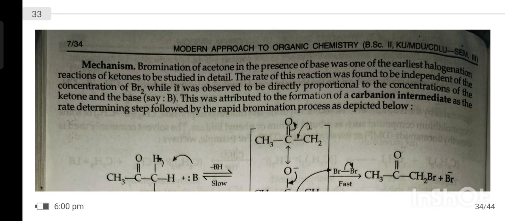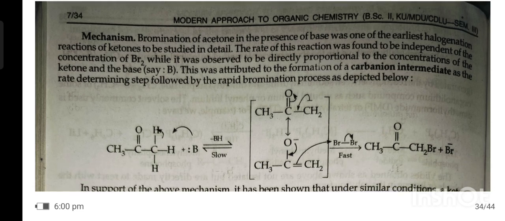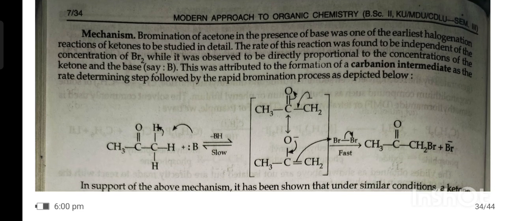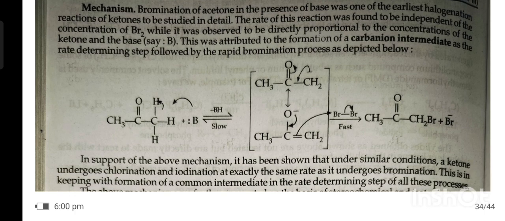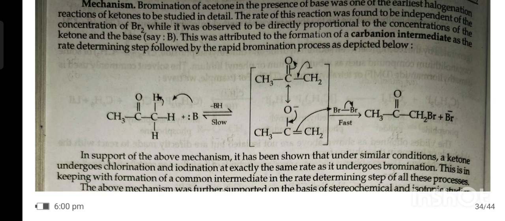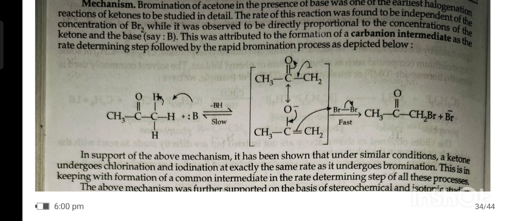Mechanism: bromination of acetone in the presence of base was one of the earlier halogenation reactions of a ketone to be studied in detail. The rate of reaction was found to be independent of the concentration of bromine, while it was observed to be directly proportional to the concentration of ketone and the base. This was attributed to the formation of a carbanion intermediate as the rate determining step, followed by the rapid bromination process as depicted below.